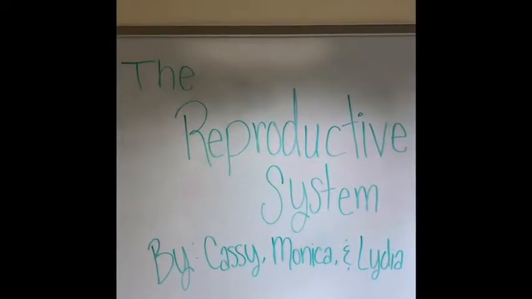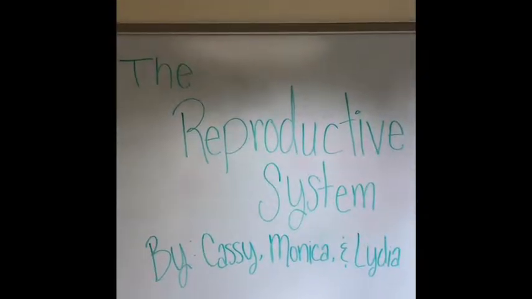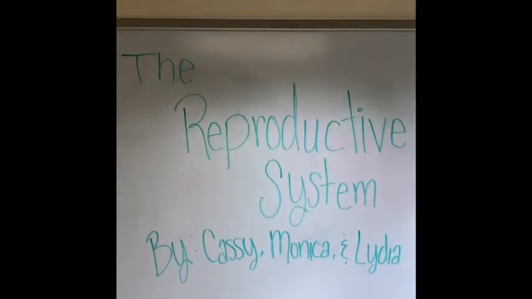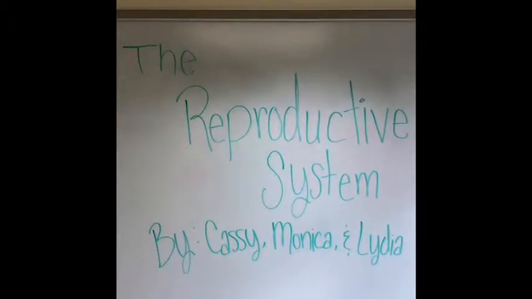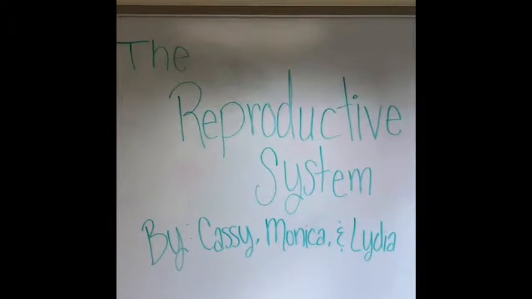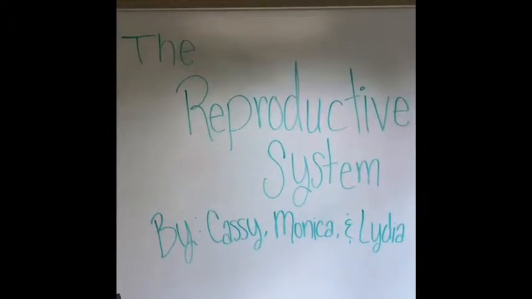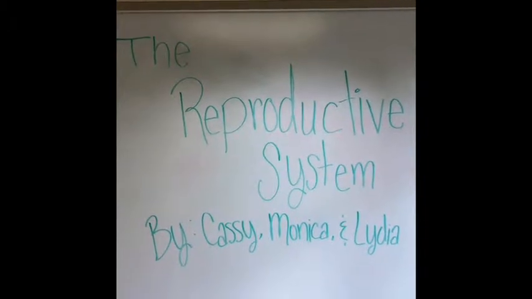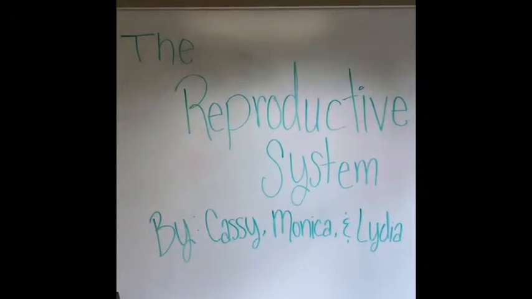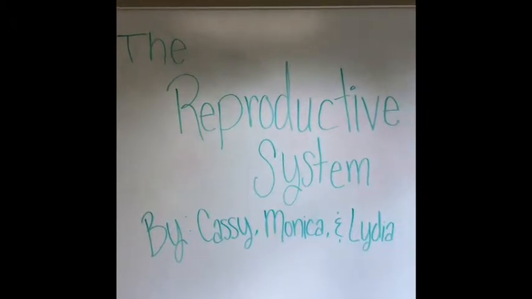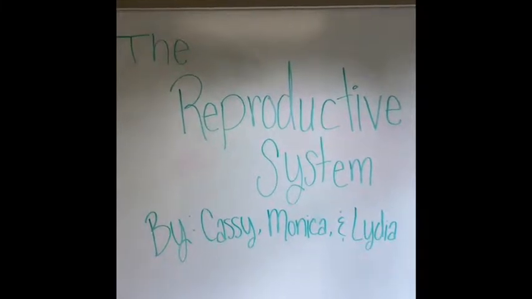Today we'll be talking about the reproductive system. The reproductive system is defined in the dictionary as the organs involved in producing offspring. In women, this system includes the ovaries, the fallopian tubes, the uterus, the cervix, and the vagina. In men, it includes the prostate, the testes, and the penis.